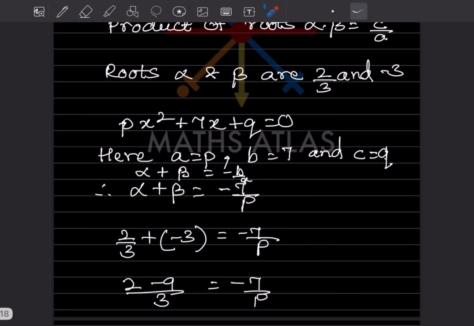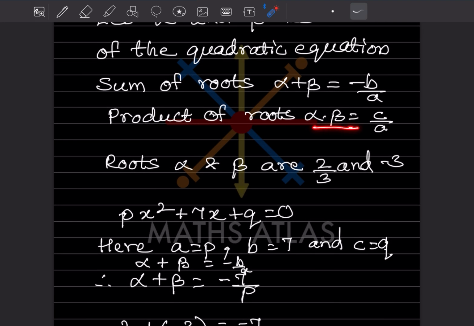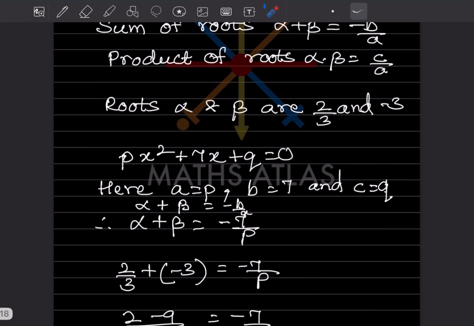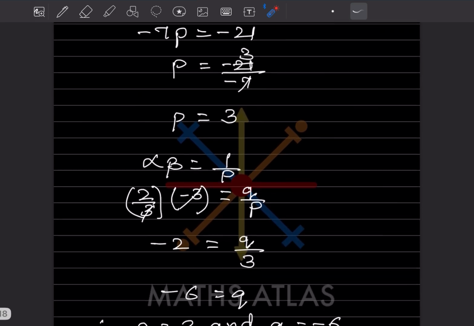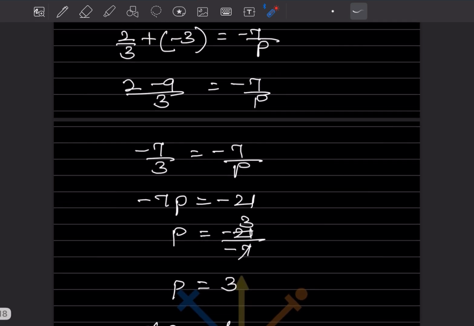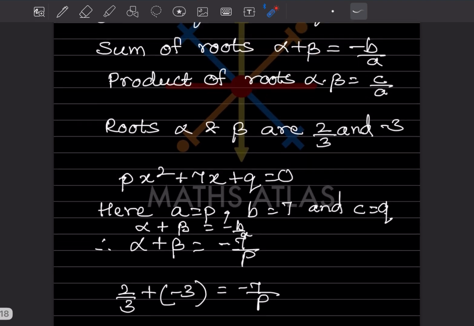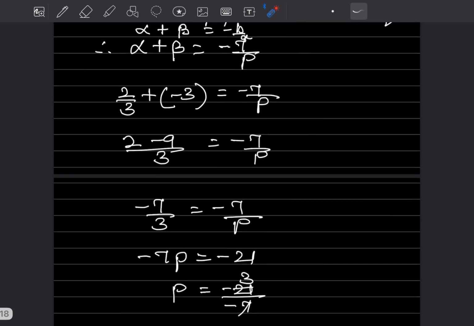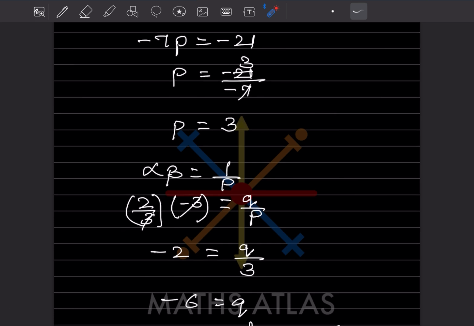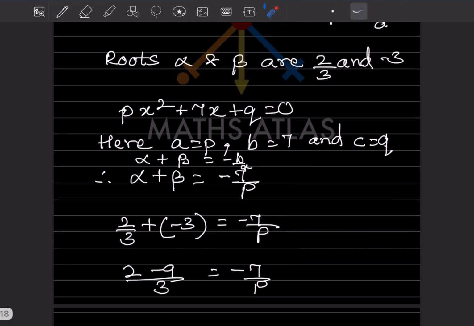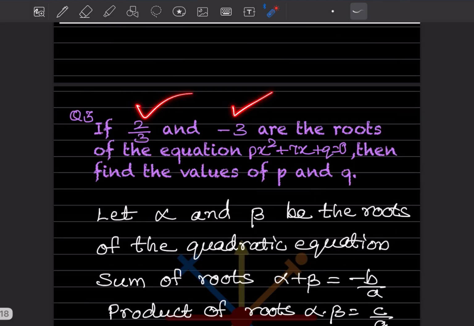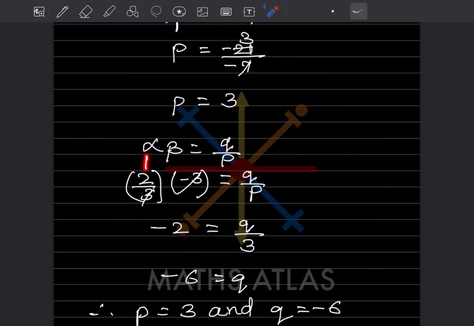Now we will see further. We know that alpha into beta is C by A. Now we know what is C. C is Q, and A is P. So we can write here alpha beta is... because here C is, we got this as, sorry, this is Q. Yes, Q by P. So now what is that? Alpha is 2 by 3, and this is beta. So let us write here.